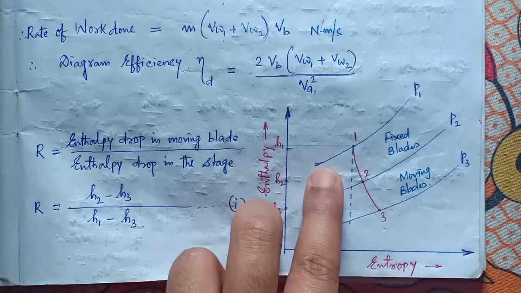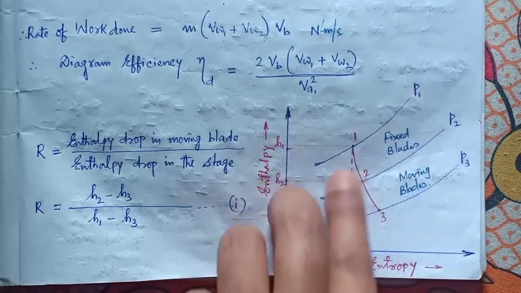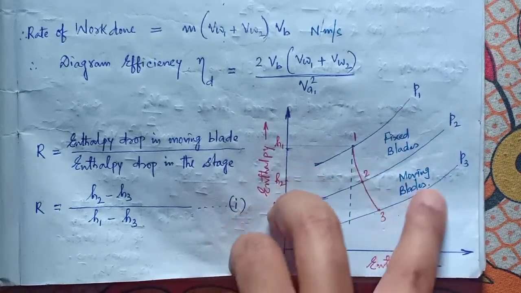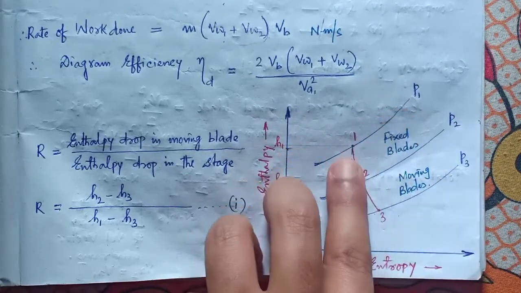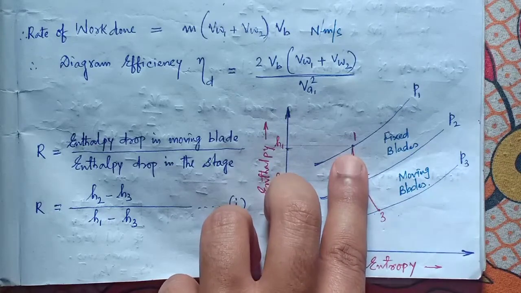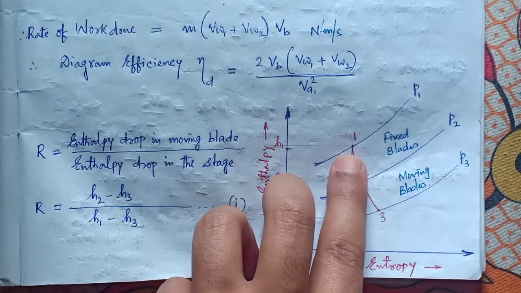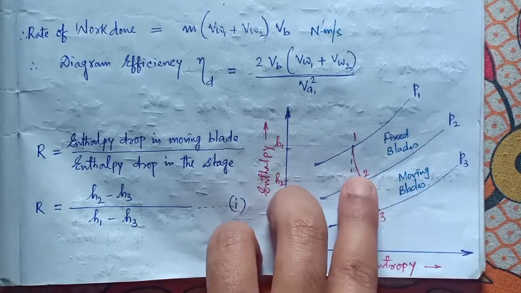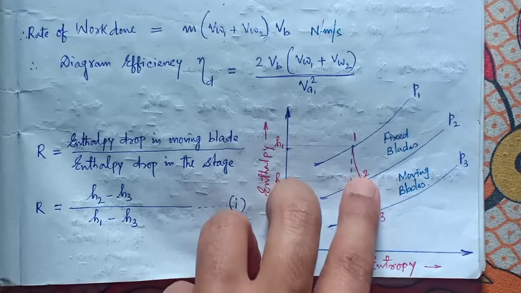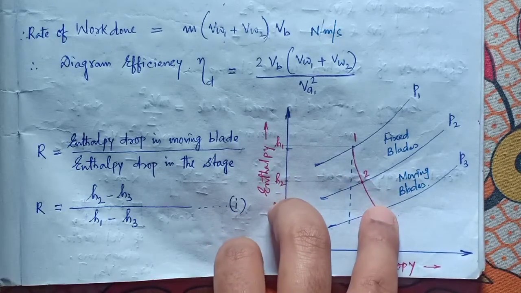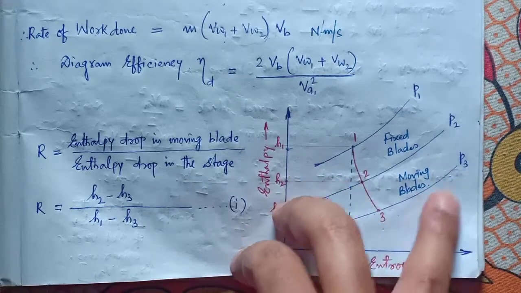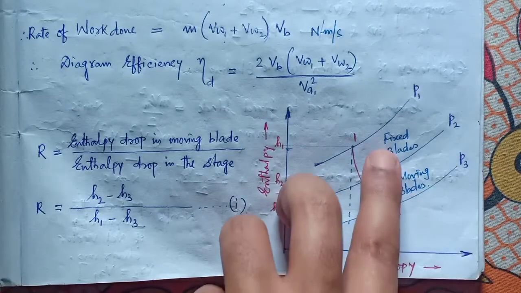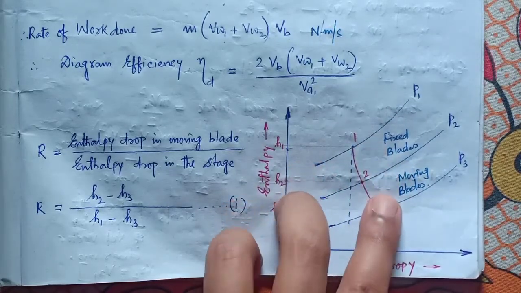Now these are the parabolic curves of pressures. This is pressure 1, this is pressure 2, this is pressure 3. P1 is the pressure before the steam strikes the blades. After the fixed blades, it is P2, and after the steam strikes the moving blades to make them move, the pressure developed is P3. As you can see, there are three pressures, and in between are the fixed blades and the moving blades.